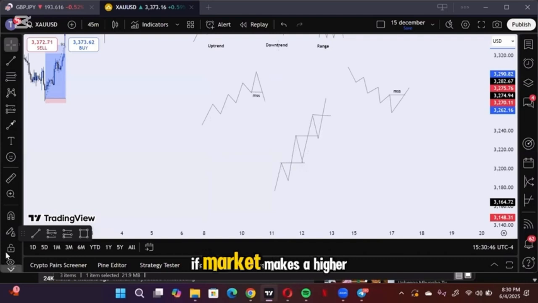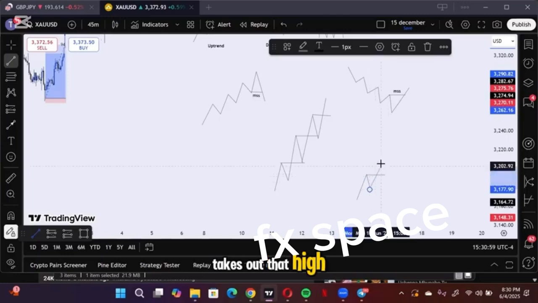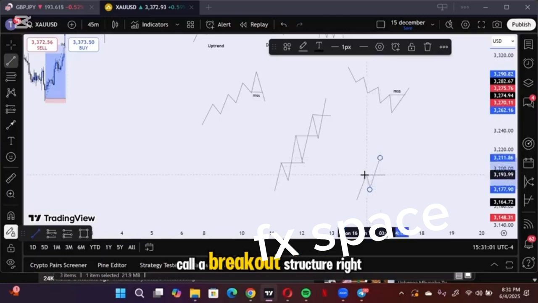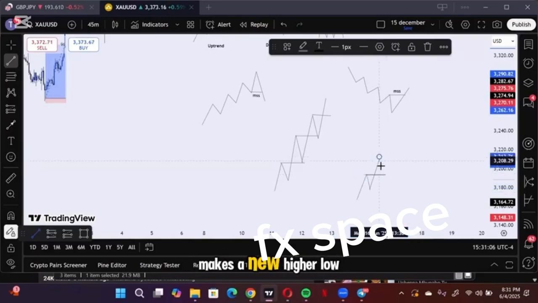Let me come back again. If market makes a higher high, comes down to make a higher low, the last high in the market is what? A key level. The key level there is a resistance. If market goes up and takes out that high, then this is what you call a break of structure right here. The market comes down again, makes a new higher low.